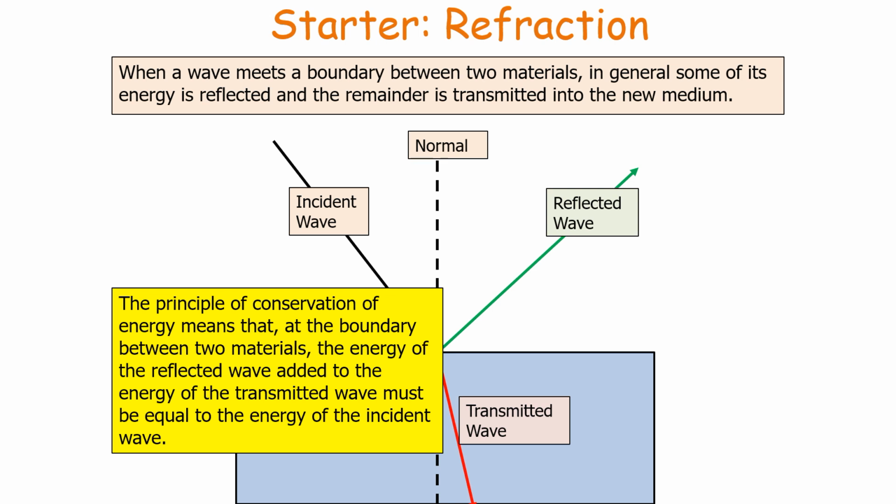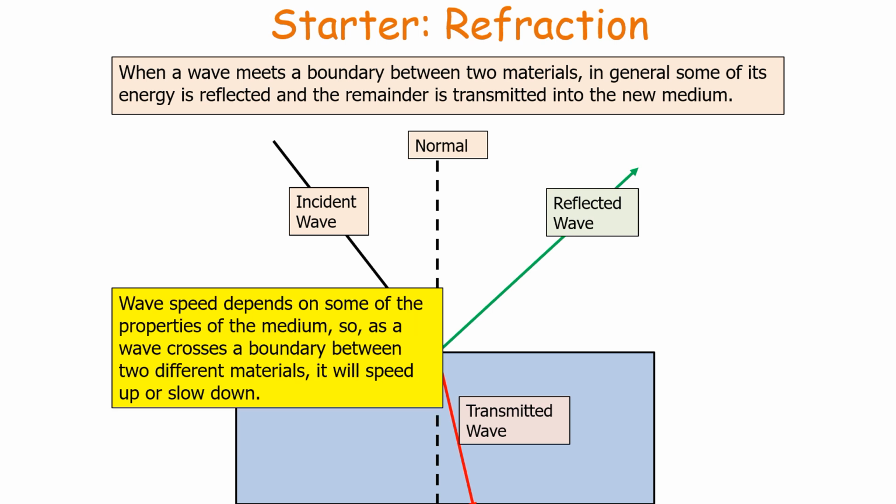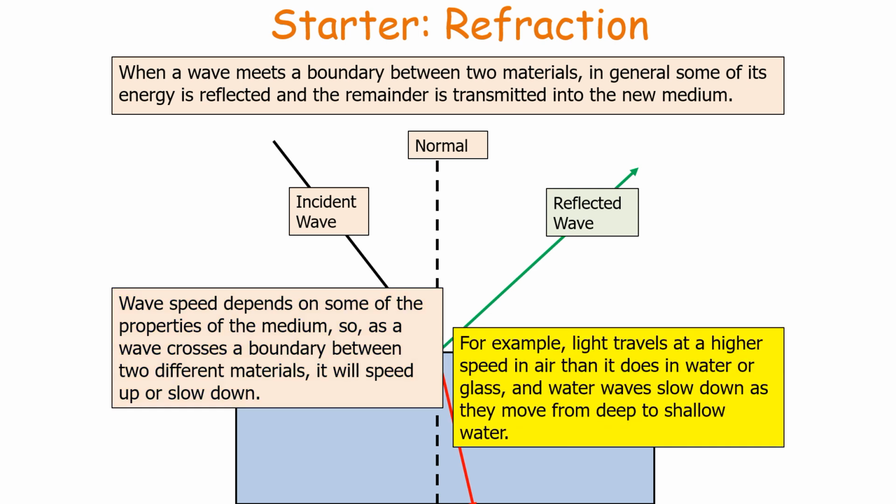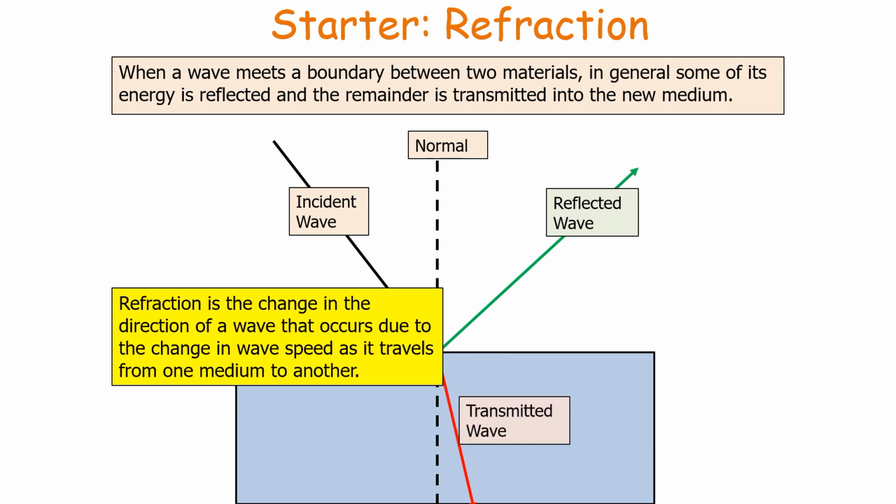Now the principle of conservation of energy means that at the boundary between two materials, the energy of the reflected wave added to the energy of the transmitted wave will be equal to the total energy of the incident wave. Now the wave speed depends on some of the properties of the medium. So what this means is as a wave crosses a boundary between two mediums, it will speed up or slow down. So for example, light waves travel at a higher speed in air than light does in water or glass. So therefore, you also see that water waves will slow down when they move from deep to shallow water.